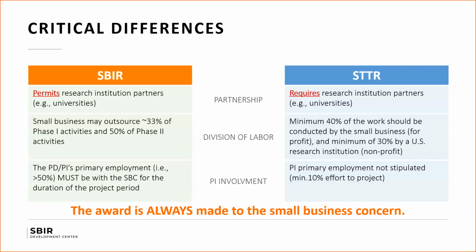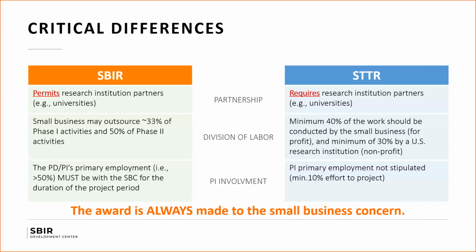An STTR is a partnership between a university and a small business. The award still goes to the small business, but it requires some university involvement. It's a minimum of 30% of the work that must go to the university in phase 1. Also, the PI's employment is not stipulated.